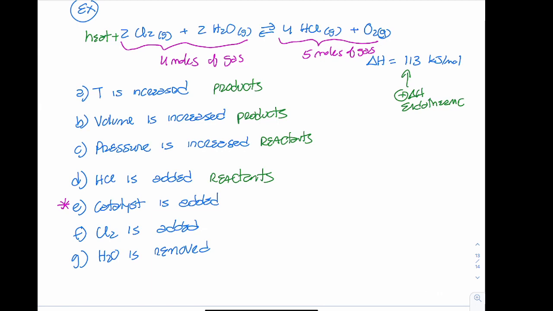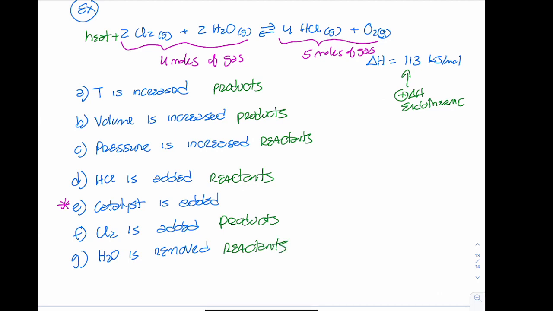Chlorine, we're going to find where chlorine is. Chlorine is a reactant. Oop, wrong one. I'm adding it. So I have too much on my reactant side. We need to decrease that by shifting away from it. So it's going to go towards products. And then water is removed. Water is a reactant. I have less reactant now, right? I'm removing it. So my reactant side got lighter, right? I have less on the reactant side. I need to shift towards reactants to make more of it.